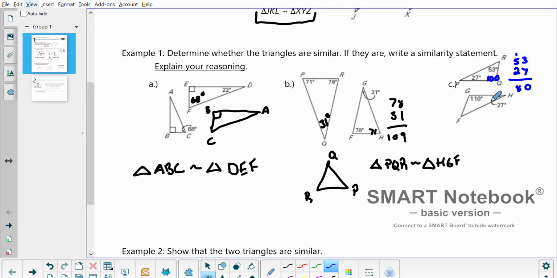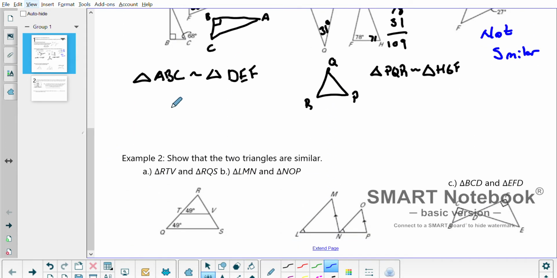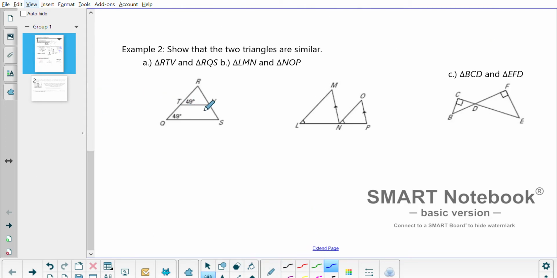100 does not equal 110. So these angles cannot be all congruent. So these triangles in C are actually not similar. So hopefully you got those correct. Let's keep on scrolling here and take a look at example 2.